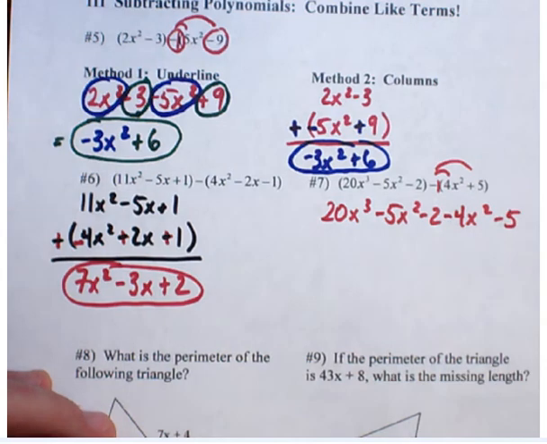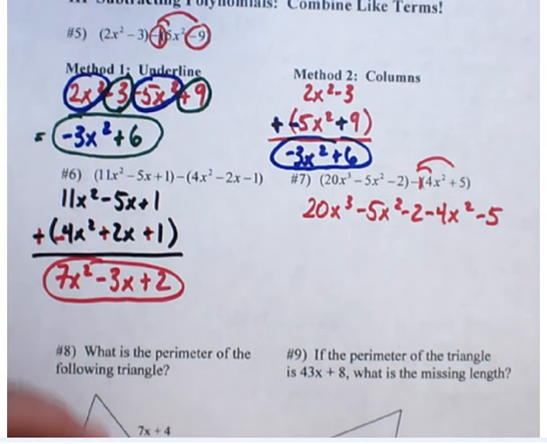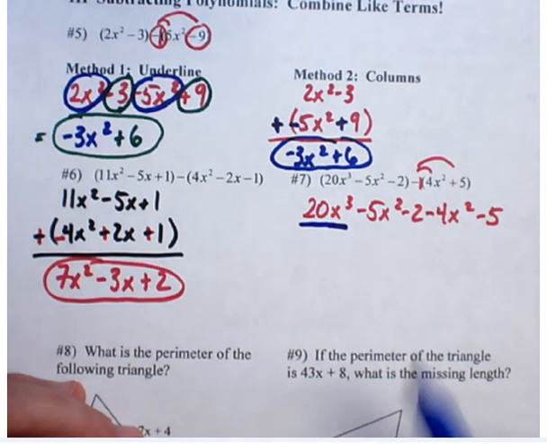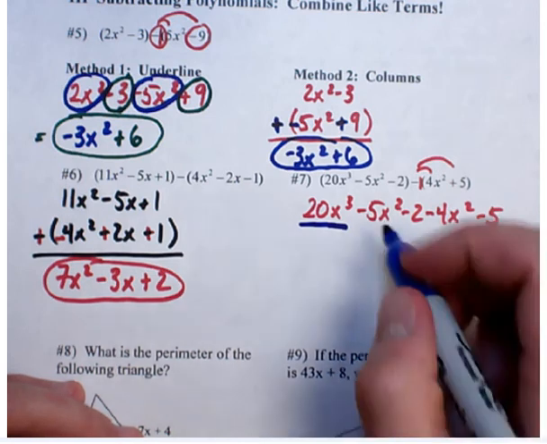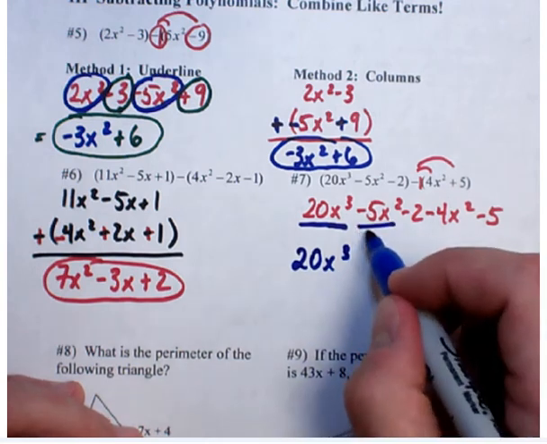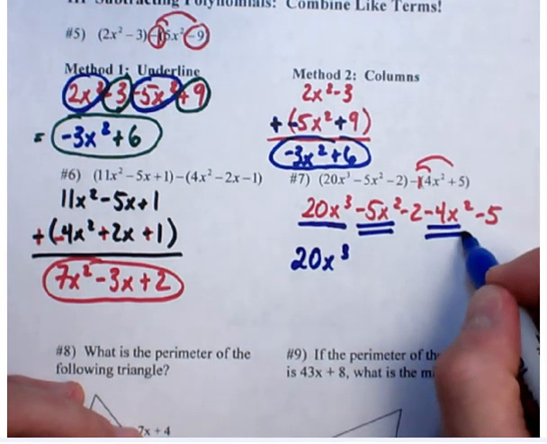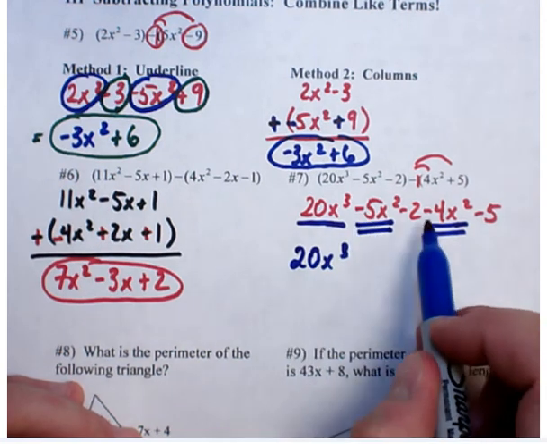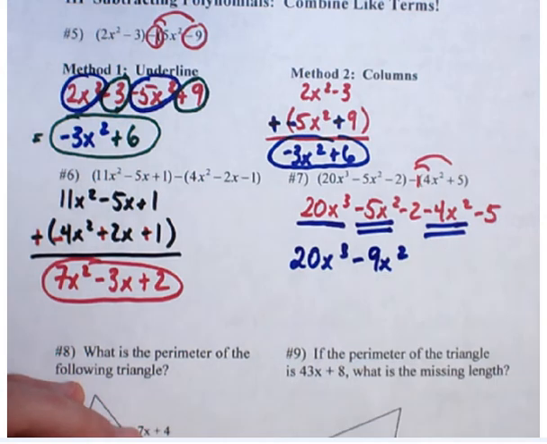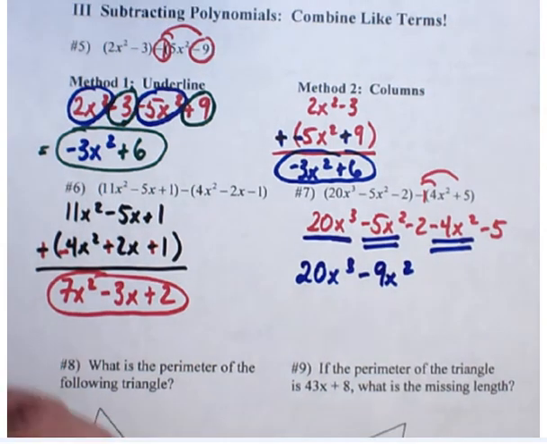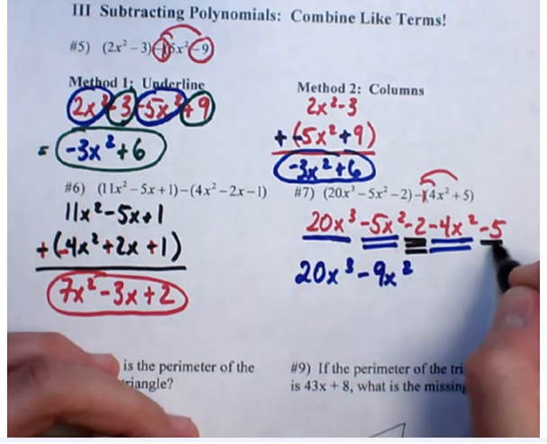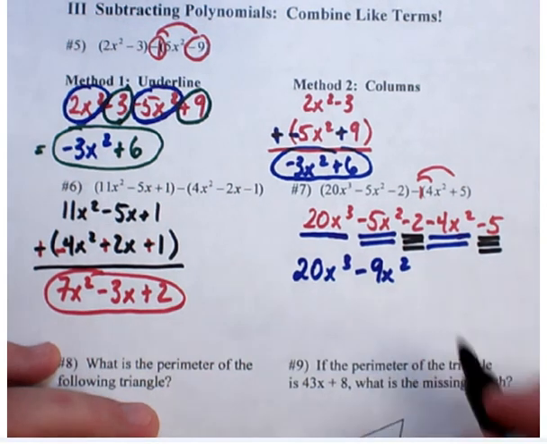-5. Combine like terms. Now 20x to the third, I'll underline it. There are no other x to the thirds. So 20x to the third stays the same. Negative 5x squared minus 4x squared. Negative 5 minus 4 is minus 9x to the second. And then the last set of terms there, we've got, that's a negative 2, and that's minus 5. Negative 2 minus 5 is negative 7.